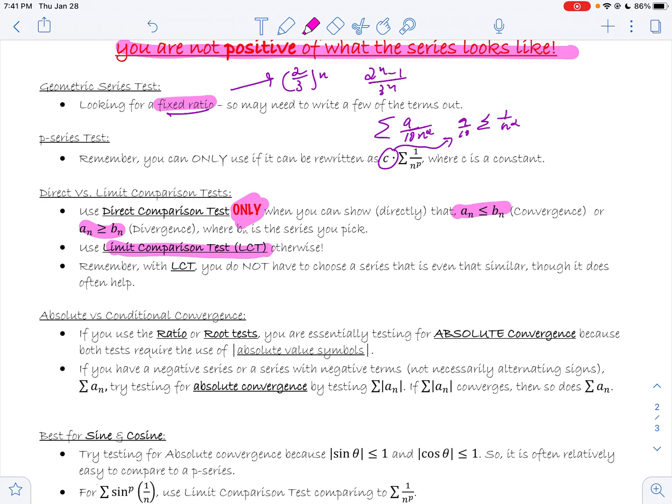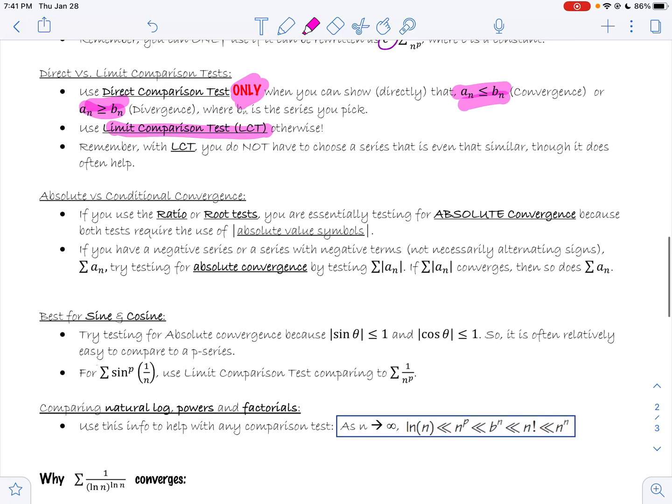It's more work. With the direct comparison test, as soon as you show the comparison, you're pretty much done. So it is a little bit more work, but it's definitely worth it if you're having a hard time finding that comparison. And you will not get credit for using the direct comparison test if you don't show this exactly, or this one, of course.